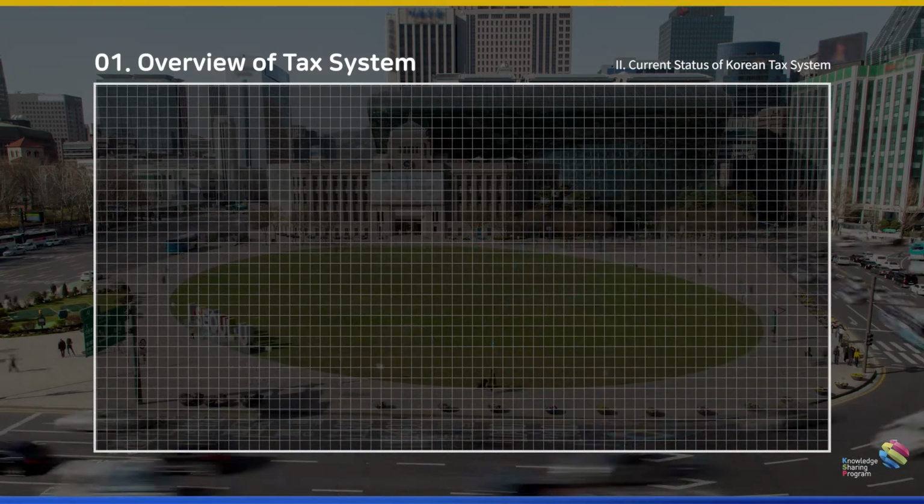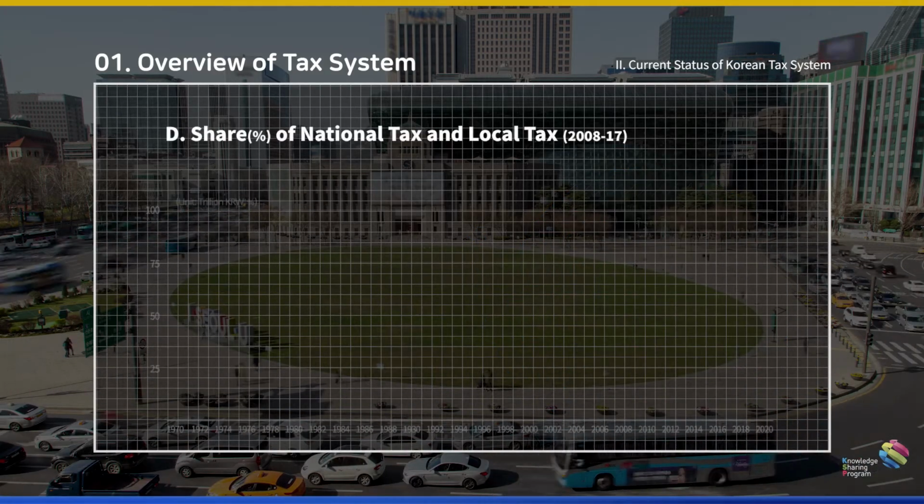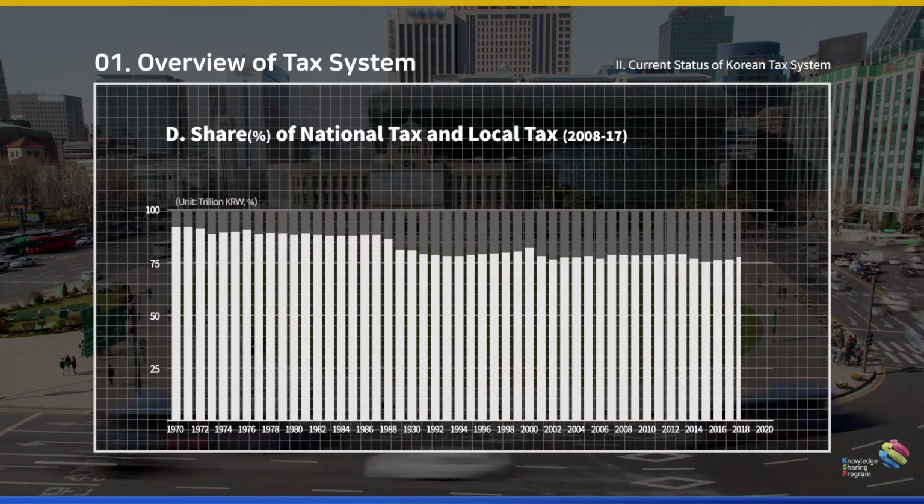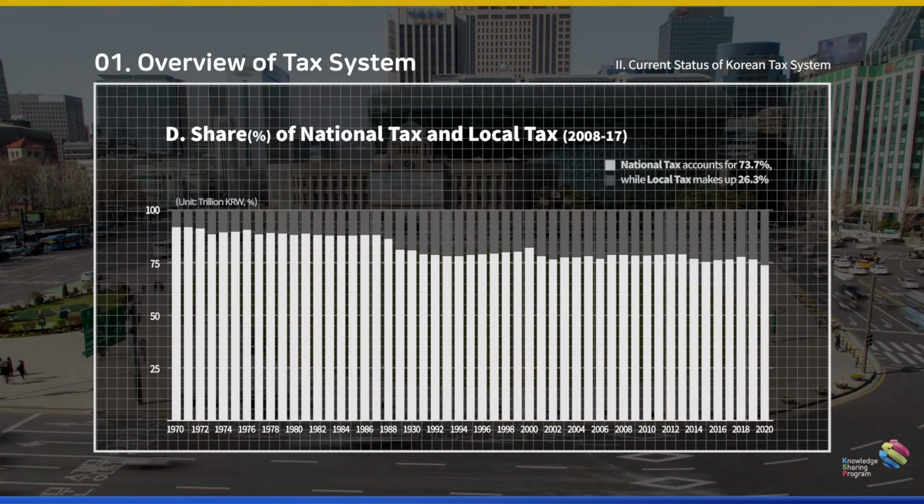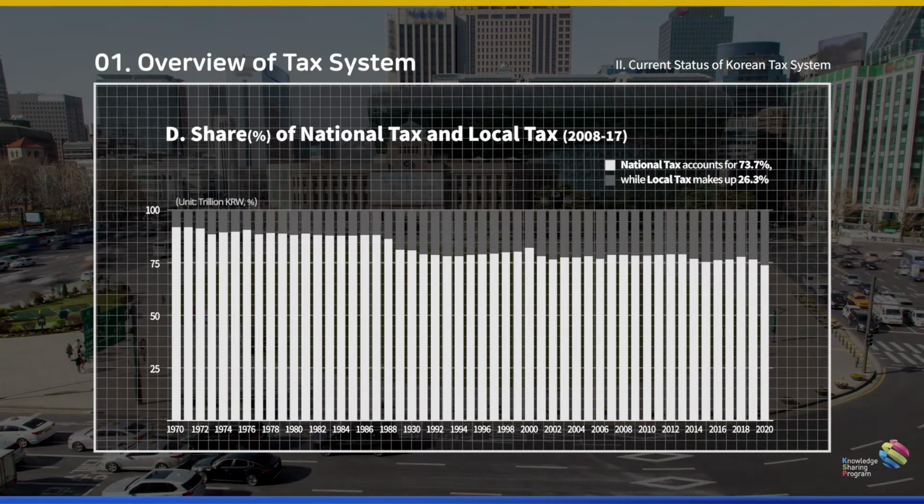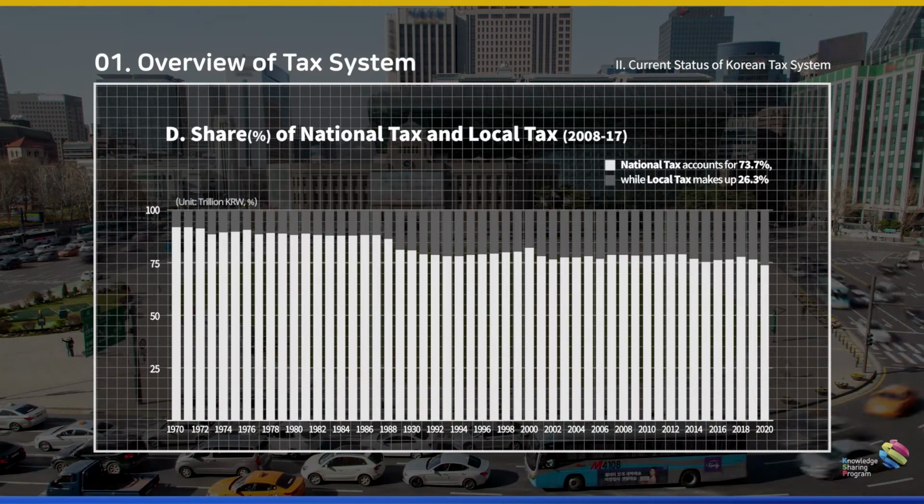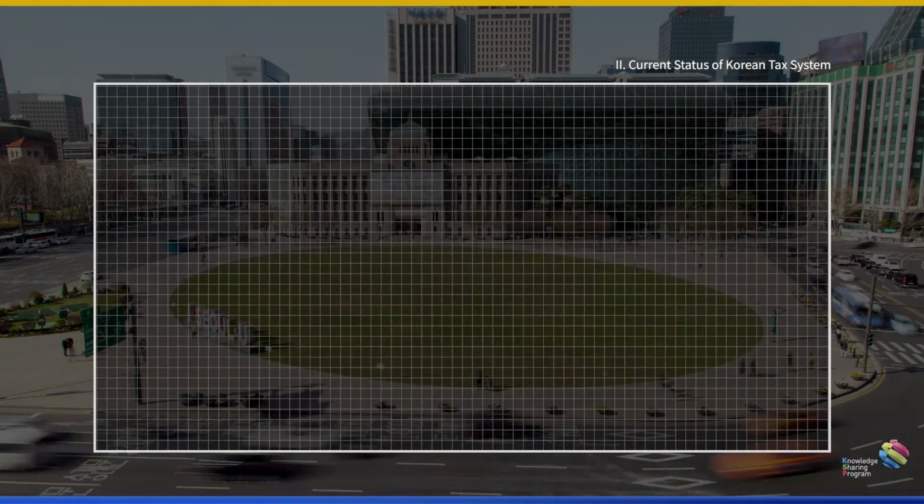The tax items listed in the box account for less than 10% of the total of local taxes. When we look at the proportion of national tax and local tax, we can see that from the 1970s up to the present, the share of local taxes has increased gradually, and the latest record shows us that the national tax accounts for 73.7% while local tax makes up 26.6%.